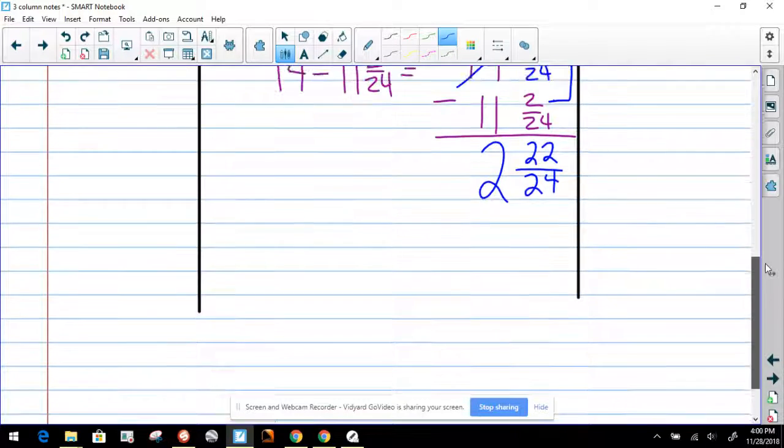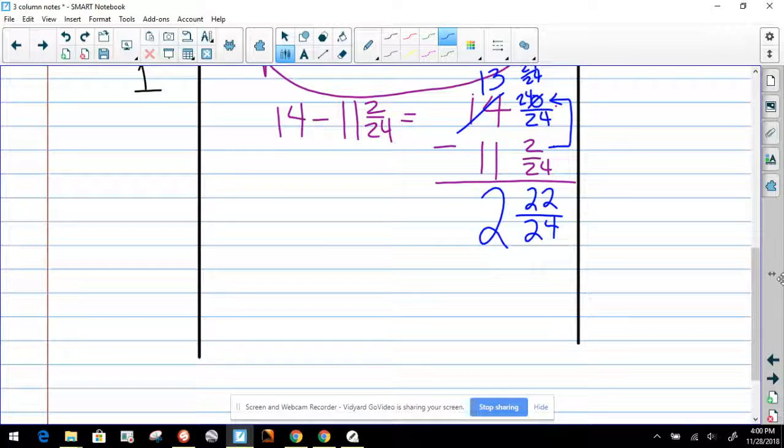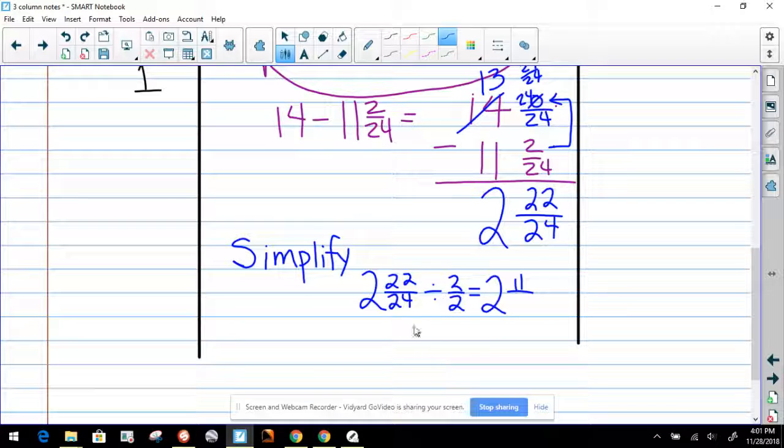Now, many times my students say, well, am I finished? And I said, well, let's check to see if we can simplify that fraction, that mixed number. So 2 and 22 24ths can be divided by 2. And because the 2 is not involved, we're only dividing the fractions. 22 divided by 2 is 11, and 24 divided by 2 is 12. So this is our answer, my friends. 2 and 11/12.